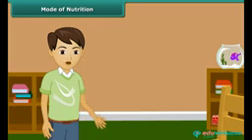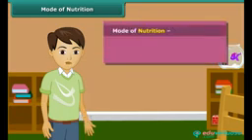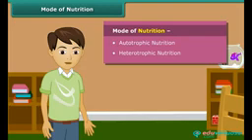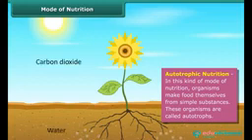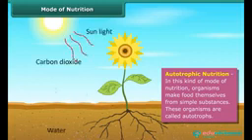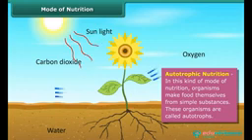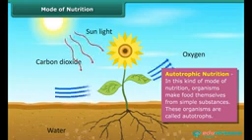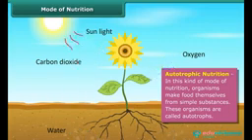Dear friends, now let's know about the modes of nutrition. There are two types of nutrition modes: autotrophic nutrition and heterotrophic nutrition. But what are they? The mode of nutrition in which organisms make food themselves from simple substances is called autotrophic nutrition, and these organisms are called autotrophs. Green plants are examples of autotrophs.